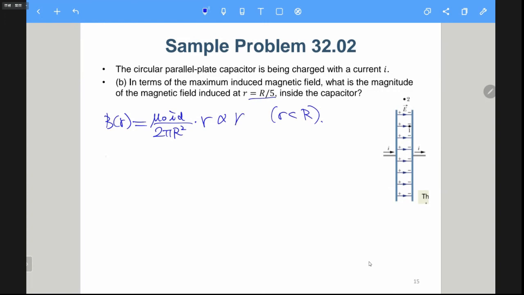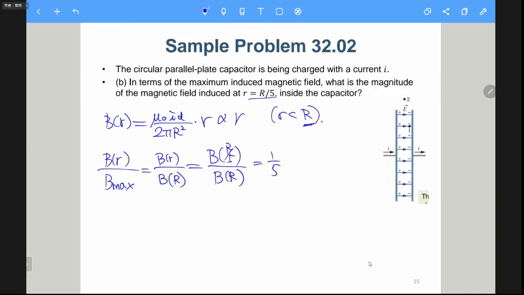So B(r) over B max. For the maximum case, of course, you take the capital R, so it is B(r) over B(R), which is nothing but 1/5. So B(r) is 1/5 of B max.